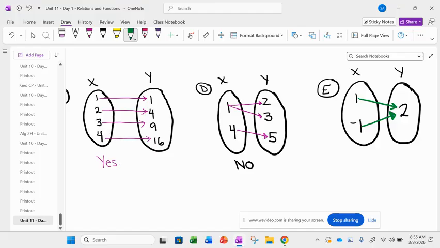Is this a function? Yeah, this is absolutely a function. So this is saying person 1 was born on the second and person -1 was born on the second. That's okay. We can both be born on the same day, but one person can't be born on multiple days. So you cannot repeat the input, but you can repeat the output. That's fine. So this is saying if I'm inputting 1 into some function, I'm getting out 2. If I'm inputting -1 into a different function, I'm getting 2. That's okay.